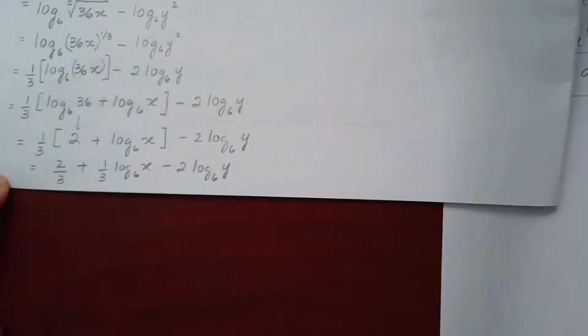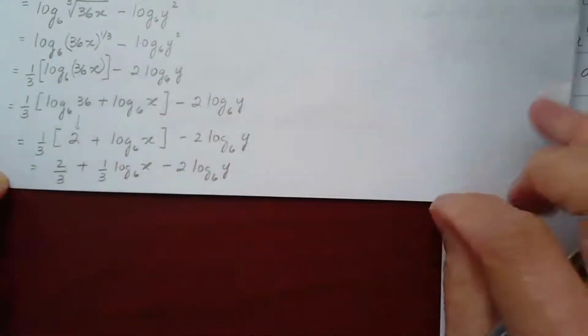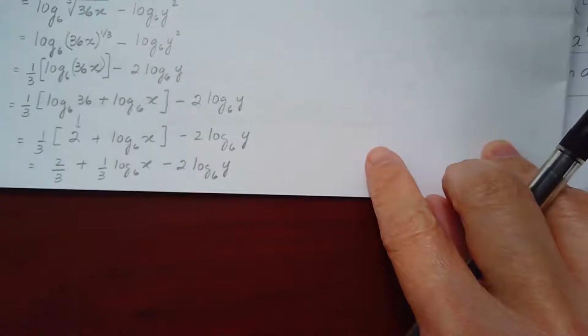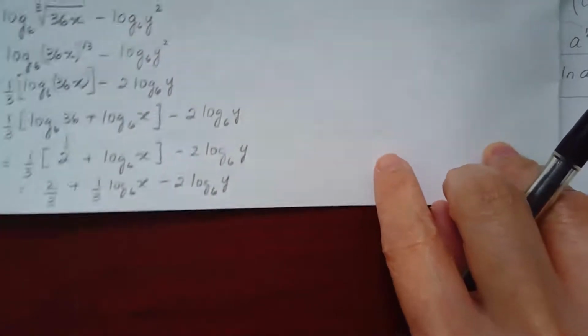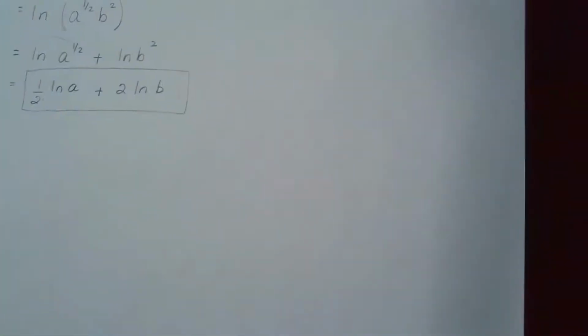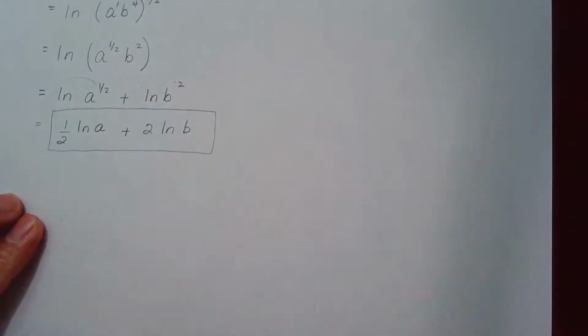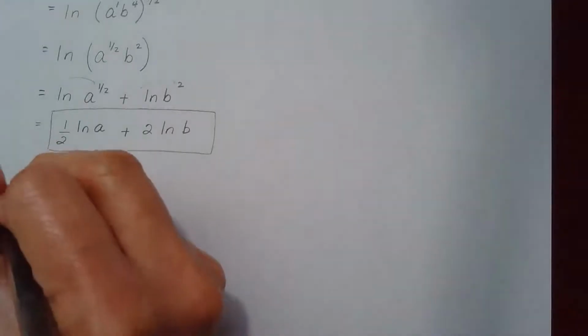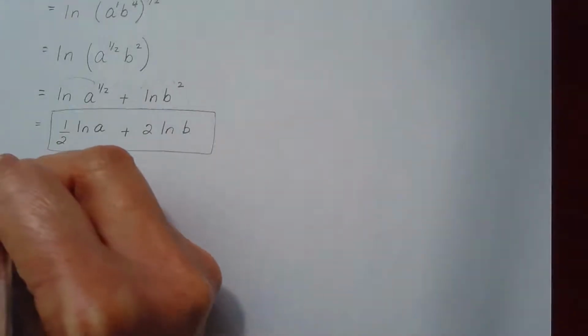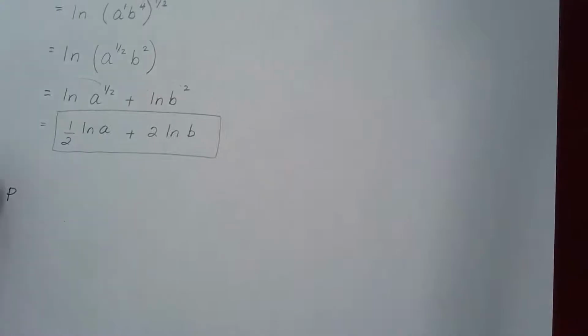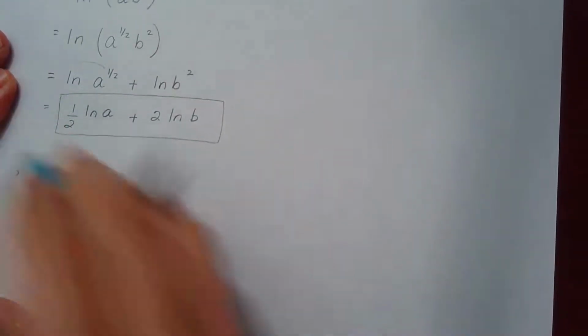Now, I'm going to give you an alternative way of doing this. Let's see an alternative way of doing that. I'll just do it as a separate sheet of paper. This is going to be page 19, example 2D.